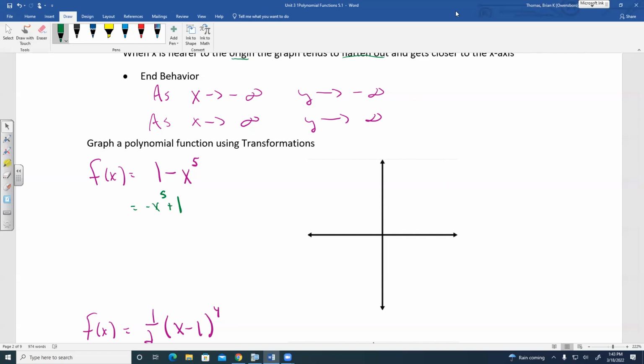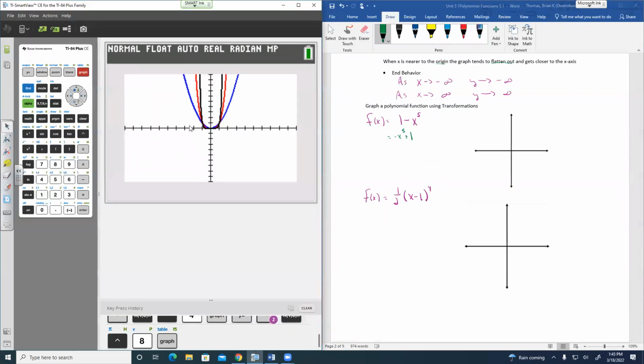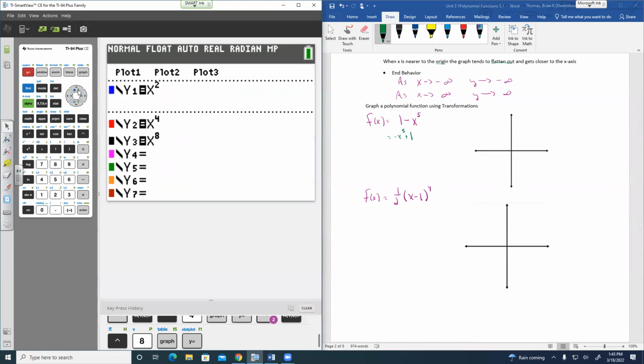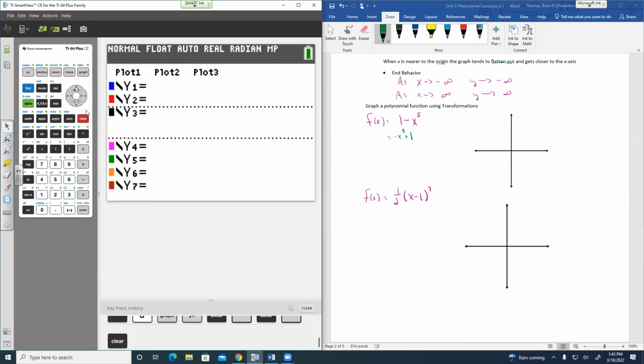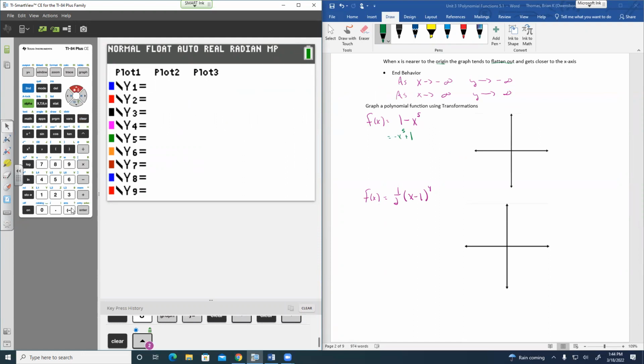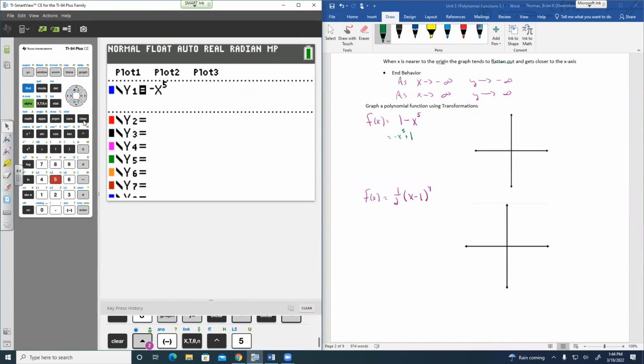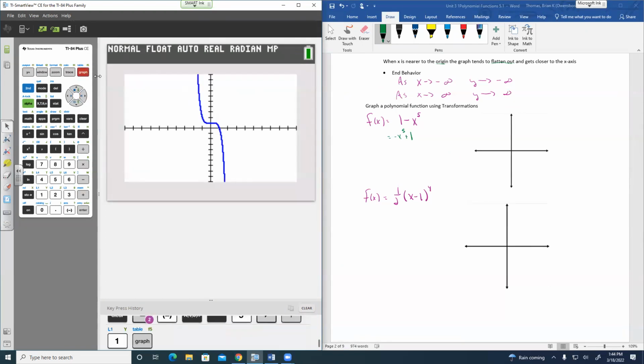Let's see if I can make that happen. So let's go here to y equals, and let's just clear these all off. I don't think we need them anymore. So if I type in 1 minus x to the fifth, or negative x to the fifth plus 1, and hit the graph button, notice how the graph did shift up, and notice how that negative also made it reflect.